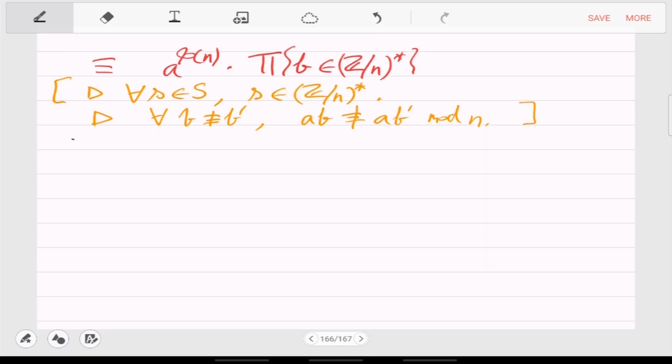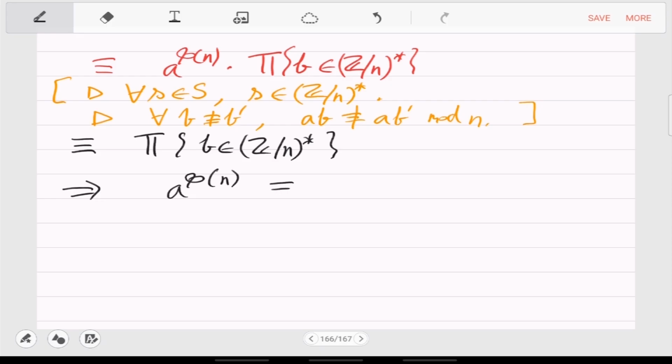So hence we get this product to be also equal to product of all B's, which implies what? Yeah, so every B is co-prime to n, so product is also co-prime to n, so you can divide both sides and you get a raised to phi n is 1. Okay, as claimed. Any questions?